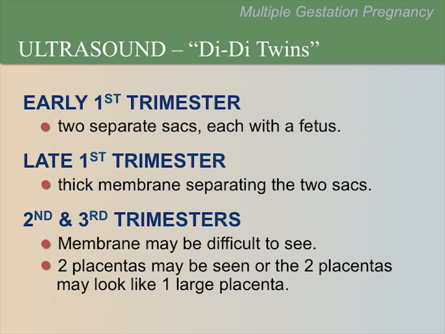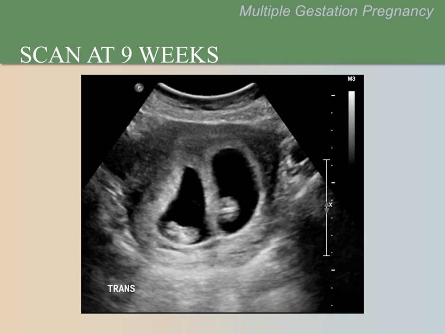In both dizygotic twins and monozygotic twins that split very early after fertilization, you will see the same features on ultrasound. You should see 2 separate gestational sacs, each with a fetus in the early first trimester. Later in the first trimester, you will see a thick membrane between the 2 sacs. This membrane may be difficult to see later in pregnancy. You may see 2 placentas, or the 2 placentas may look like one very large placenta in the second and third trimesters. This is a typical ultrasound image of a dichorionic, diamniotic, or di-di twin pregnancy.